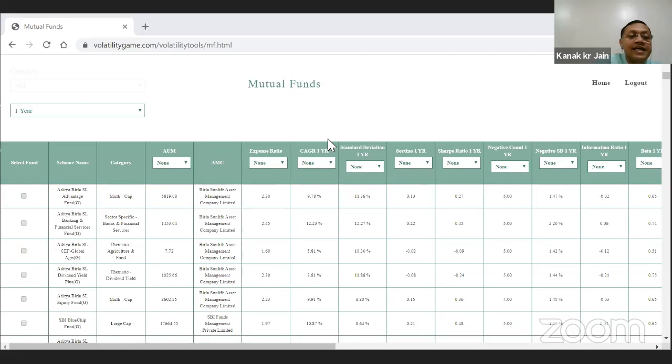Okay, which year data is this? This is again, I told you, user ID, password, everything is shared. User ID, password, everything is shared in the group, on email, again and again.